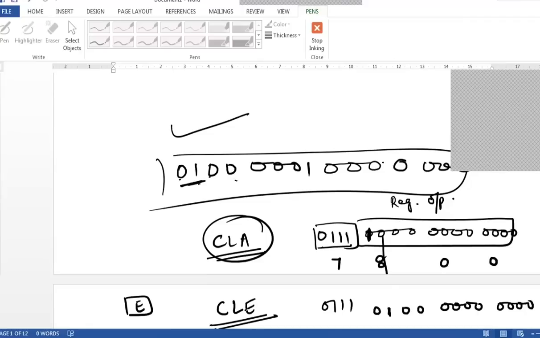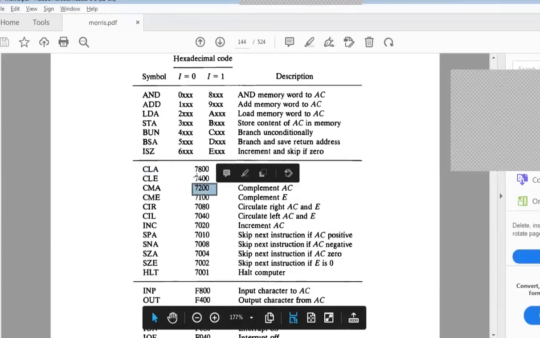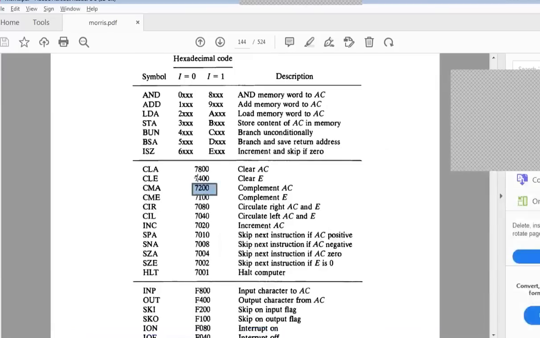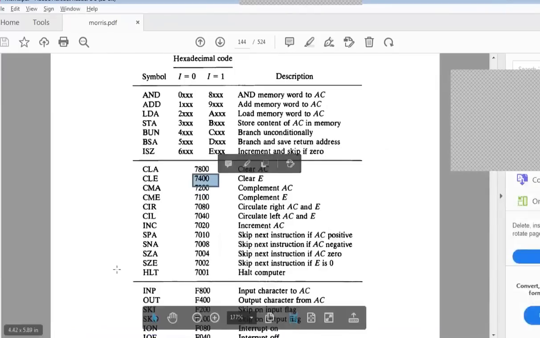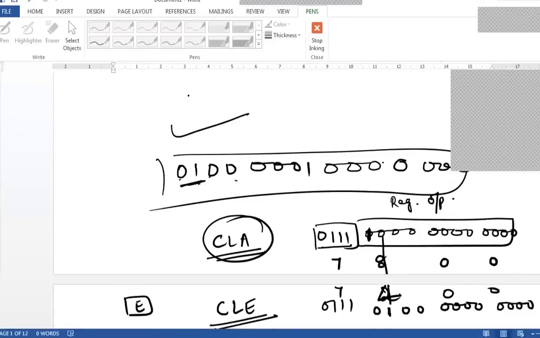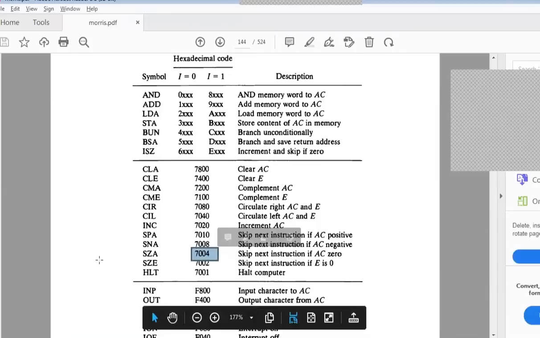So now what would be the code for CLE? It would be 7200. Check it out. Is it 7200? Sorry, this is not 2, it is 4. It's 7400. Okay. So did you understand how are these codes generated? So when you are said that 7004, if you are specified 7004 in binary format, you should be knowing what is that instruction for. And that you can only remember if you remember the sequence of these operations.